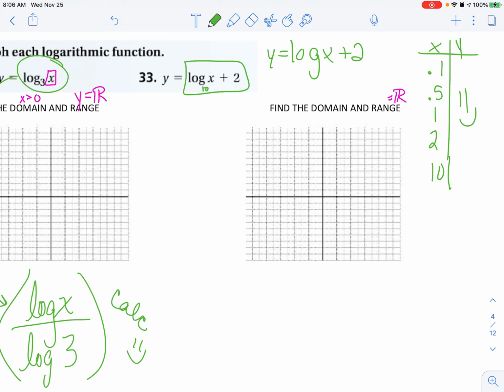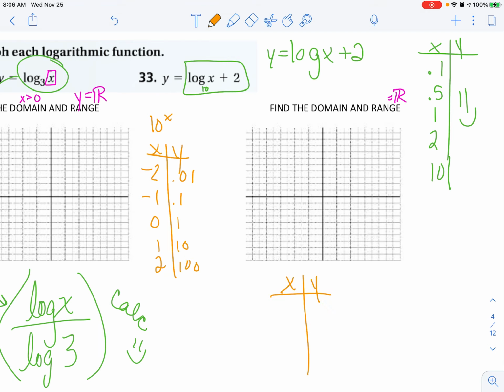The other way is using the whole knowledge base behind it, knowing that the inverse of it is 10 to the x, and then doing an XY chart. -2, -1, 0, 1, 2 is what we would pick for that kind of a graph. Plugging in, you get 0.01, 0.1, 1, 10, and 100. And then flipping that XY chart will give us the log. So -2, -1, 0, 1, 2 and 0.01, 0.1, 1, 10, and 100 here.